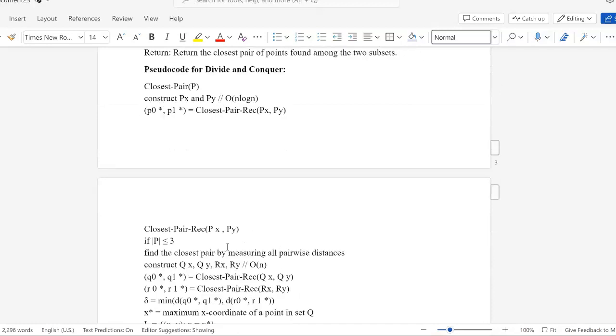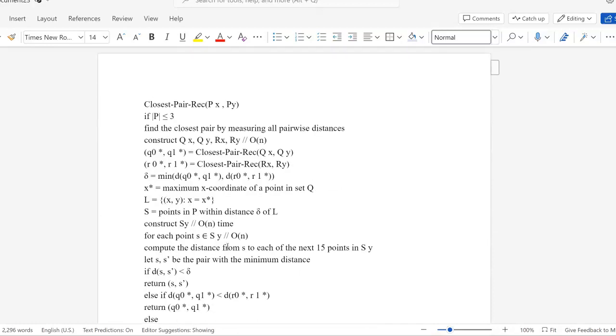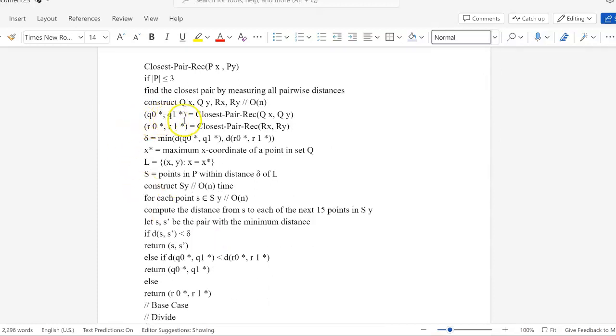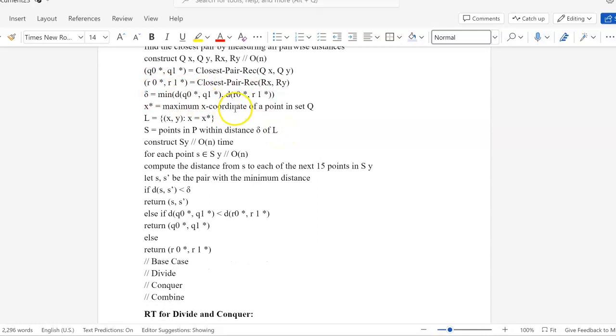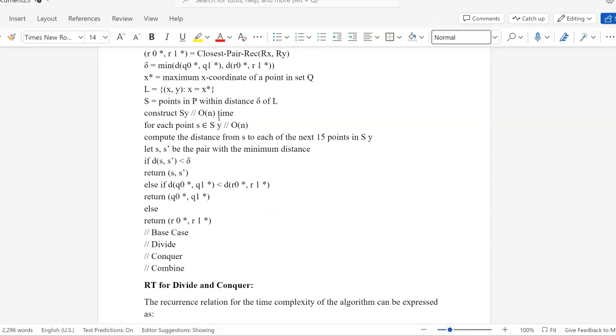Here, we find the closest pair by measuring all pairwise distances. Q naught star to Q1 star is the closest pair recursion for Qx and Qy. R naught star comma R1 star is the closest pair recursion for Rx and Ry. And delta is the minimum value of these two. And x star is the maximum x coordinate of a point in set Q. We will calculate recursively. We will trace the points recursively. The steps to be followed are divide, conquer, and combine. We compare all the distances and at last we'll print the minimum distance.